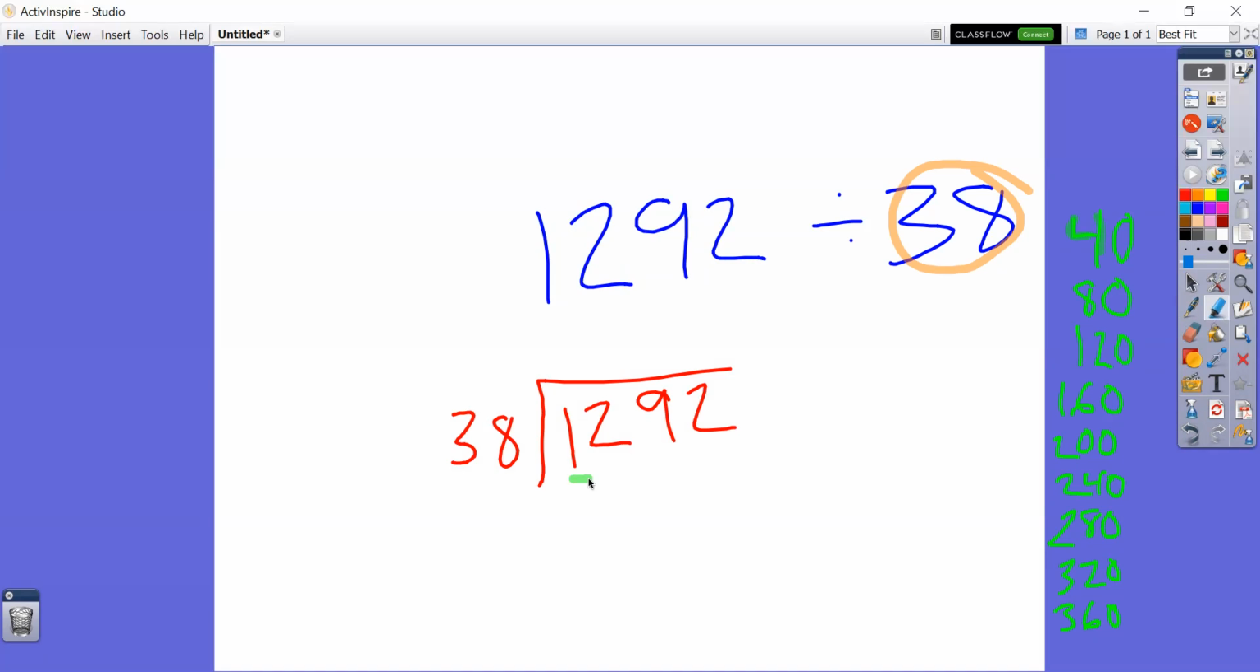Can I divide 1 into 38 groups? No, I need at least 38 to divide into 38 groups. I go to decompose it into the hundreds place.